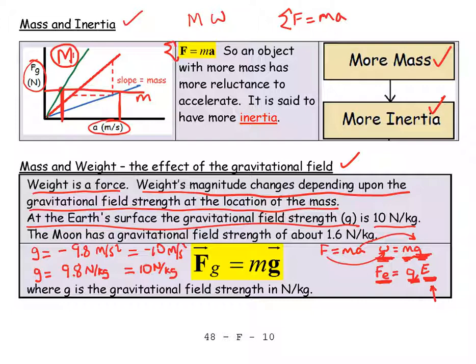So although you can define g as being the acceleration due to gravity, it's better to recognize it as the gravitational field strength. So we say, after all that writing, that the force is equal to mass times g. The force due to gravity equals mass times g, and g in this case is equal to the gravitational field strength.